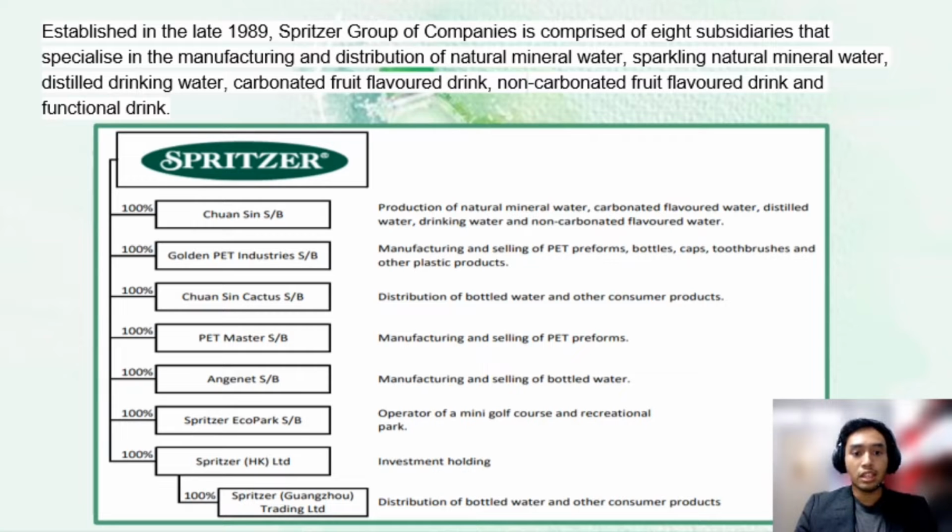The fourth one is PET Master Sdn Berhad, which is for manufacturing and selling of PET preforms. The fifth one is Assignement Sdn Berhad, also for manufacturing and selling bottled water. The sixth one is Spritzer Eco Park Sdn Berhad, the operator of a mini golf course and recreational park. The seventh one is Spritzer Hong Kong Limited, for investment holding. And the last one is Spritzer Guangzhou Trading Limited, for distribution of bottled water and other consumer products.